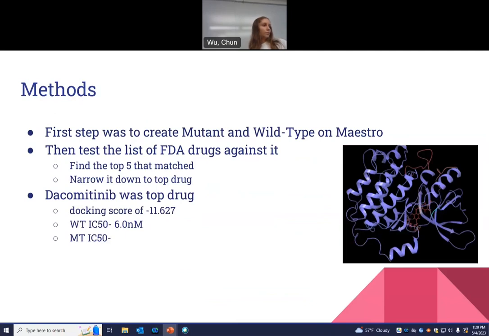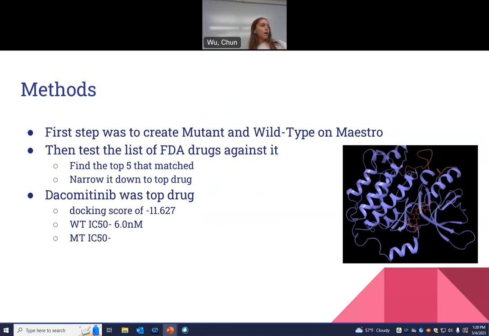So the methods: the first step was to create the mutant and the wild type on Maestro, then test the list of FDA drugs against it. This took a long time to load. The top 5 drugs that matched had docking scores where the highest was negative 11.627, which was Dacomitinib, similar to the one that we used in wet lab. It ended with the -inib, so they're definitely in the same family. All of the other top matches had docking scores of around -10 or -9, so pretty similar.